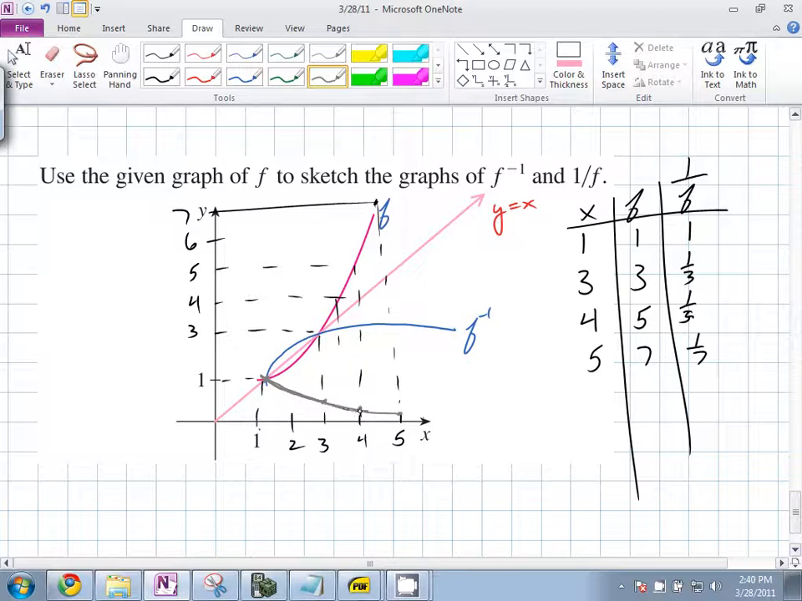Yeah. See f inverse right there? Is that equal to 1 over f on this? No. 1 over f and f inverse graph differently. It's a good visual representation. Is it possible for the inverse and 1 over f to be the same thing?